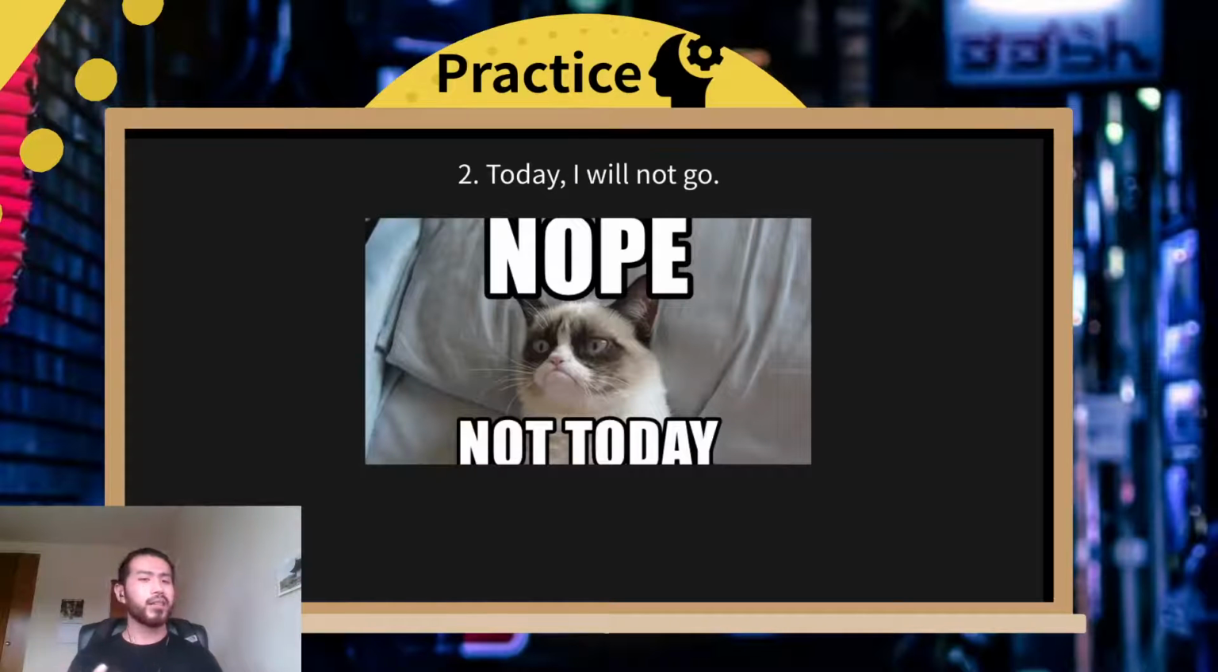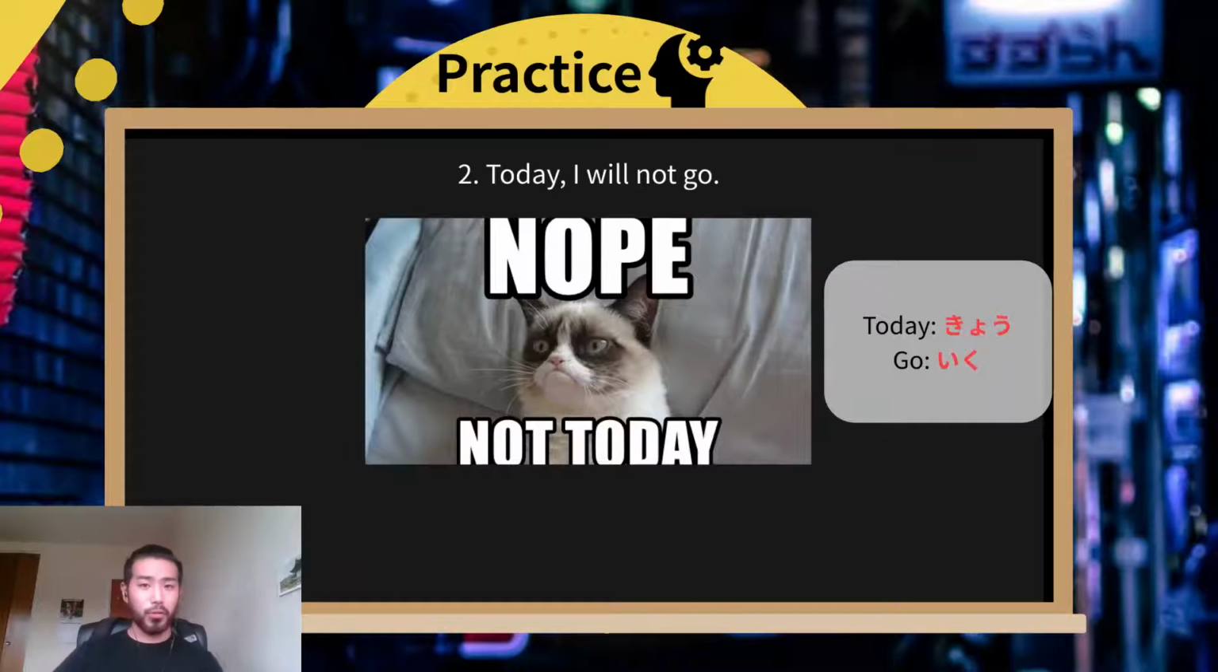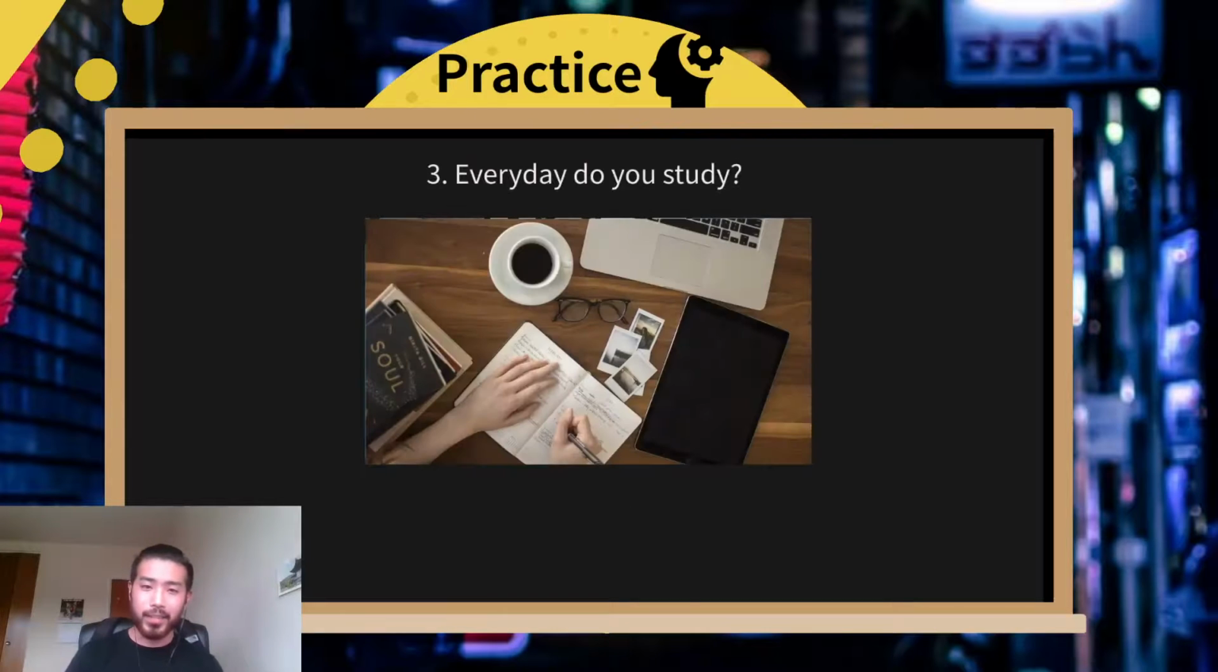Next one. Today, I will not go. Today in Japanese is 今日. Go in Japanese is 行く. And it's a u verb. So how would you make this sentence? 今日行きません. The next sentence.